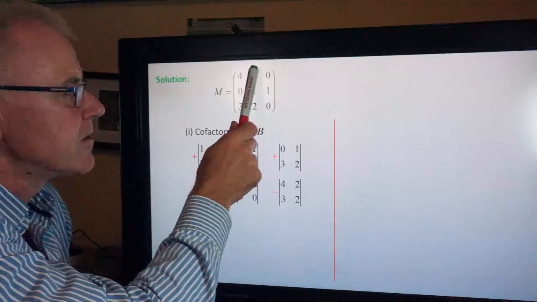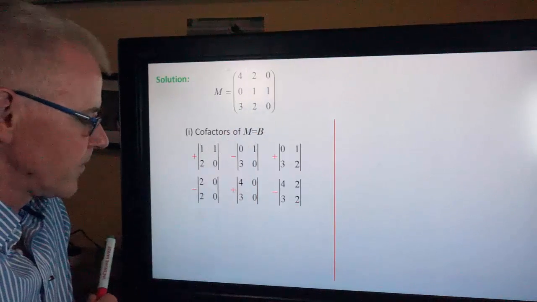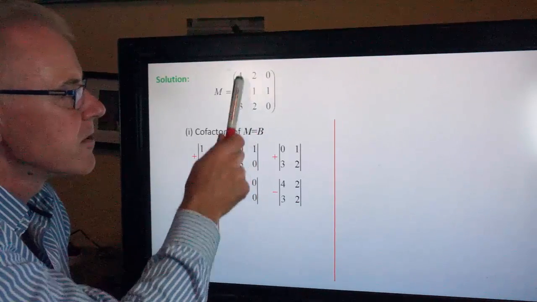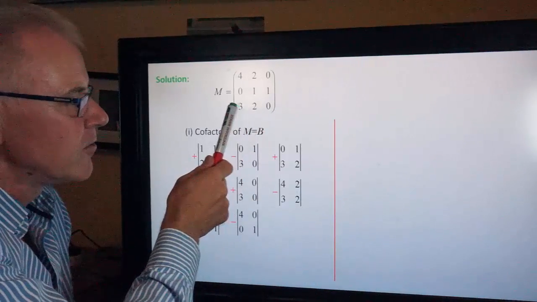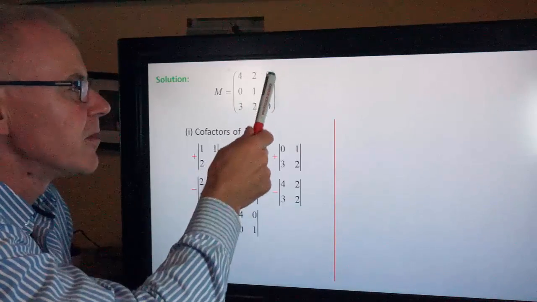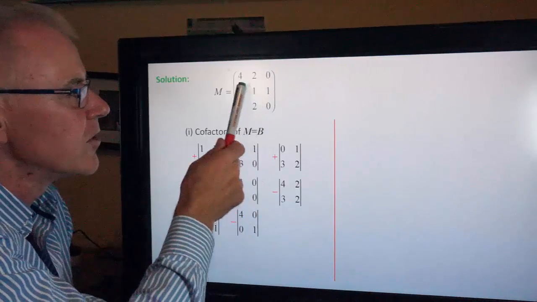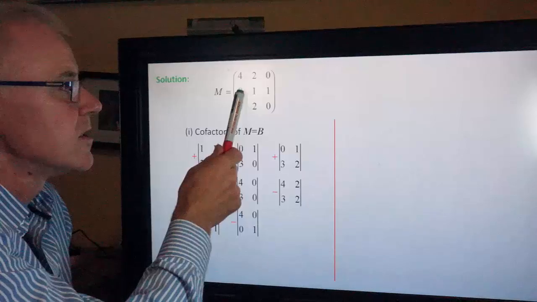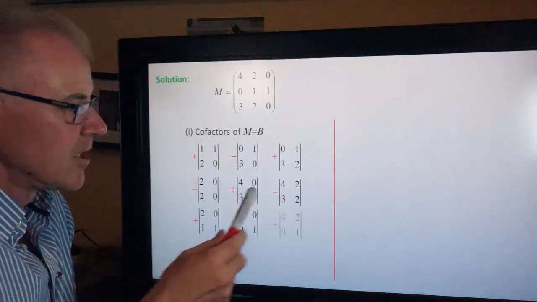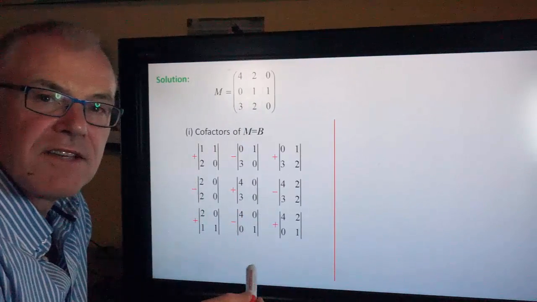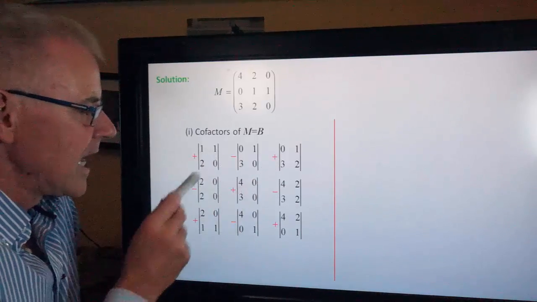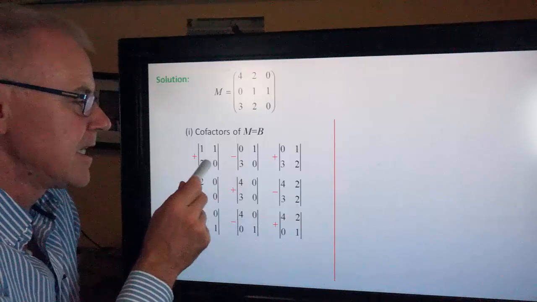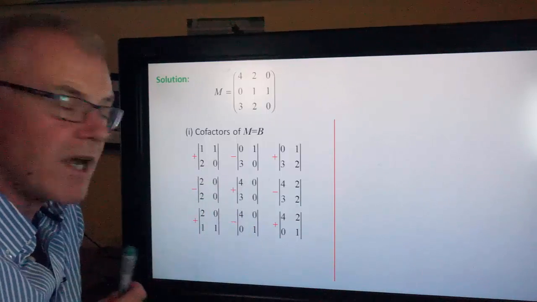3 will have a determinant of 2, 0, 1, 1. 2 will have a determinant of 4, 0, 0, 1. And the last element 0 will have a determinant found by covering the row and the column of 0, which will have a determinant of 4, 0, 2 and 1. So we write down the corresponding signs of each of these elements, so we'll be alternating between plus and minus as shown, and we work out the determinants and then multiply by either plus 1 or minus 1 for the cofactor.